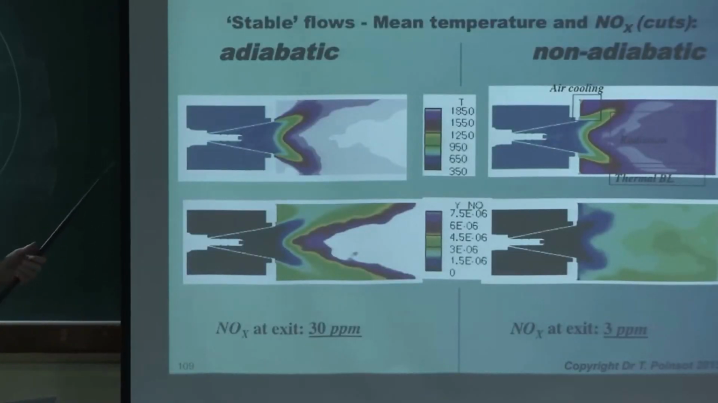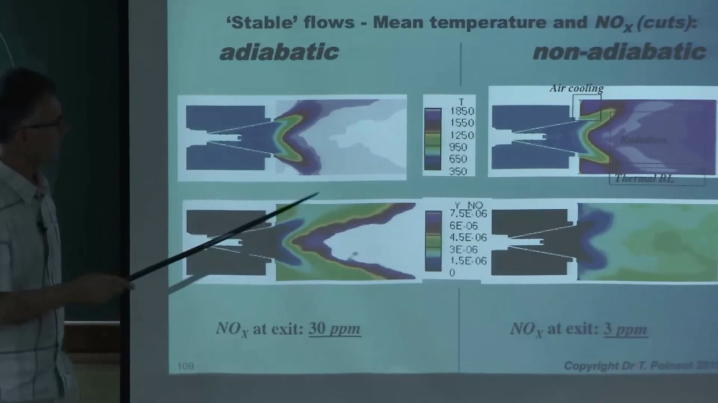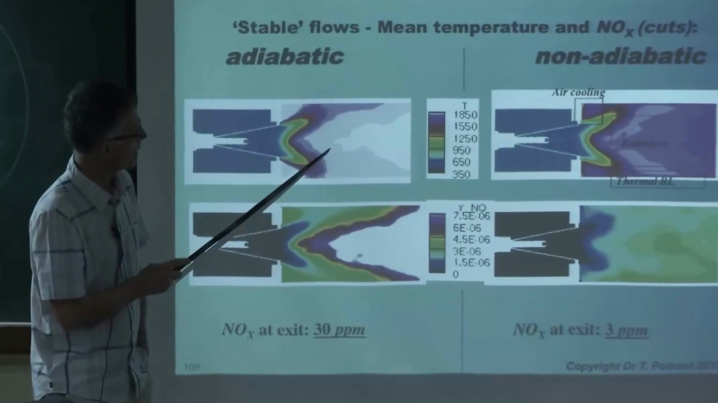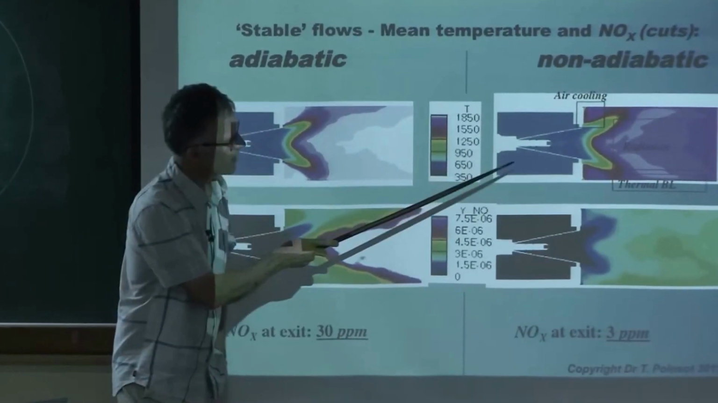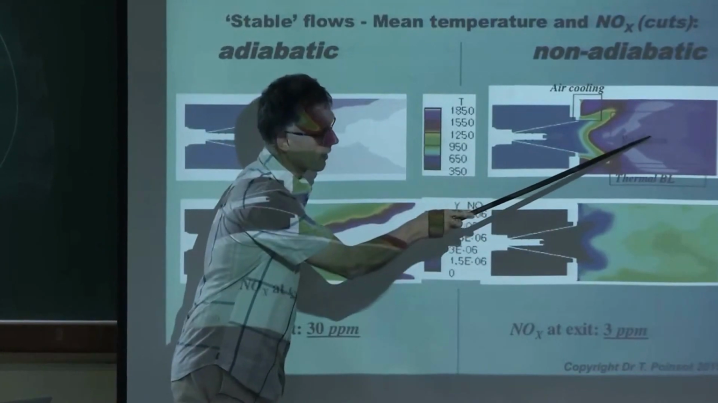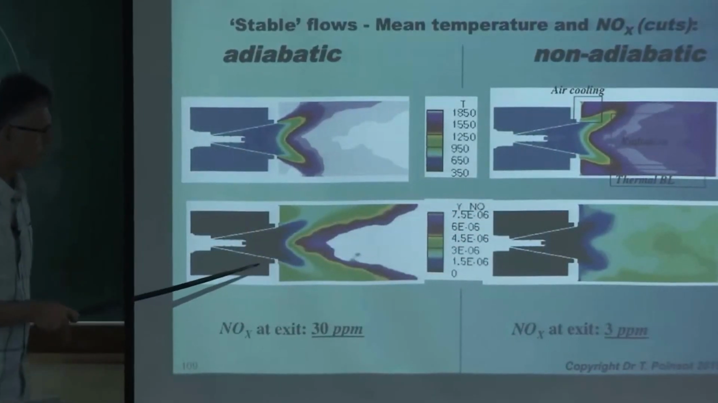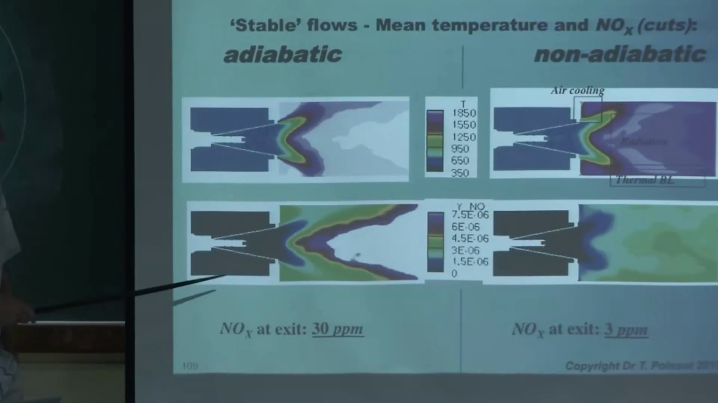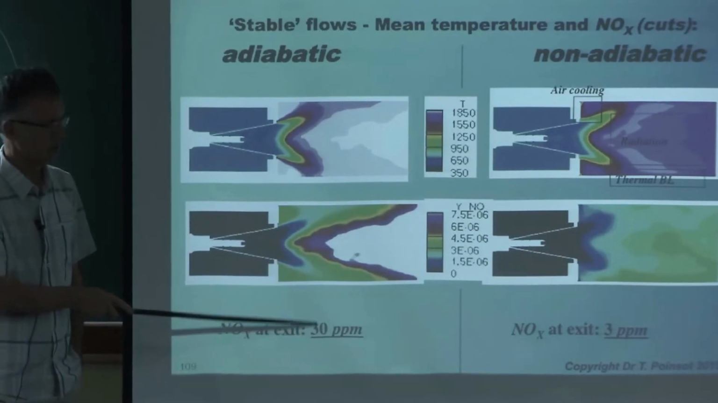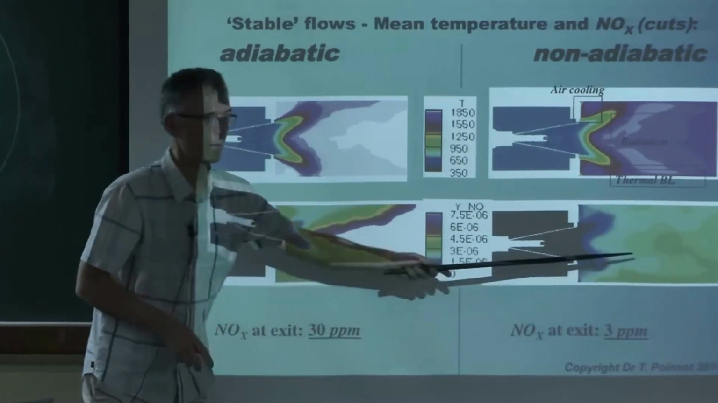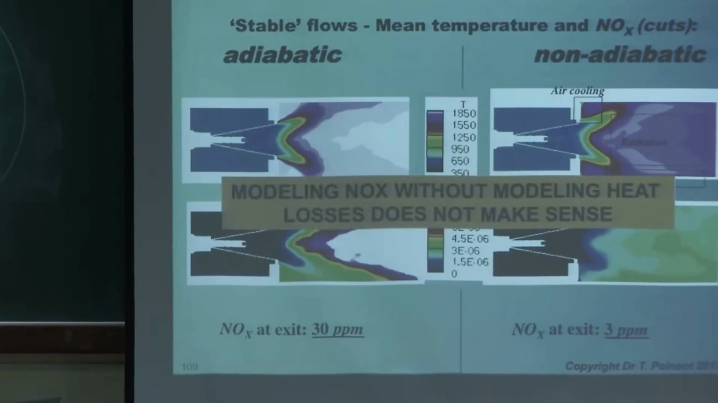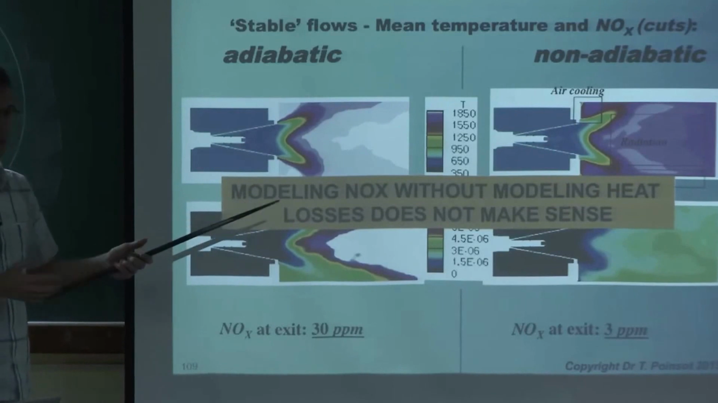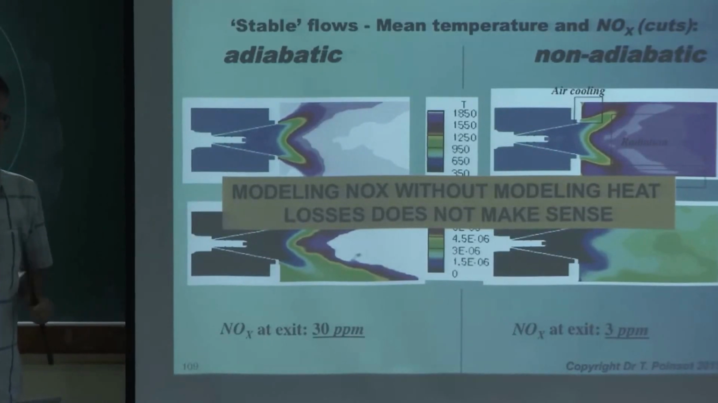Now the interesting thing is that if you average those results, so you run the LES, you average everything, you start looking at temperature. You see that if you're adiabatic, you go to large temperatures here, and of course if you're not adiabatic, well, you go up and then you go down again because of radiation. But the effect of heat losses on NOx is crazy. I mean, you get 30 ppm here of NOx at the outlet, and here you get only 3 ppm. So that makes a big difference. And to conclude, that will mean that modeling NOx here without modeling heat losses does not make sense.